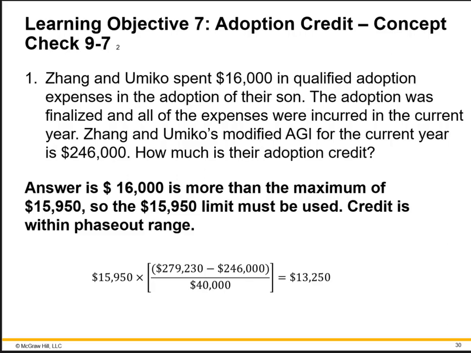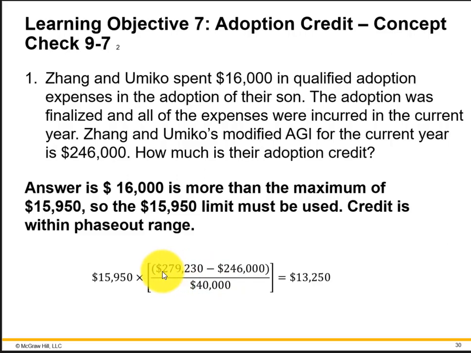Second example, they spent $16,000. Adoption was finalized, and all expenses occurred in the current year, so we don't have a 2-year issue with this one. Their income is $246. How much is their adoption credit? Well, 16 is over the limit. Not by much, but it is. So we can't use the $16,000. We use the $15,950. Still within the phase-out range.